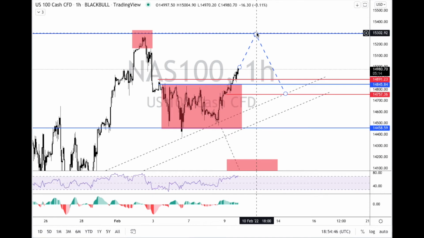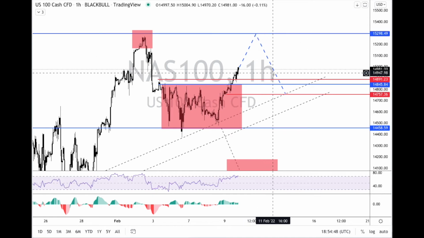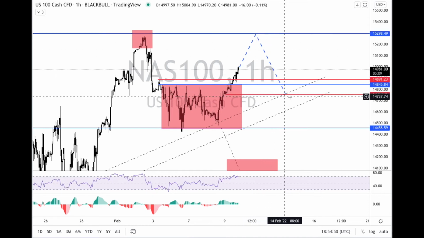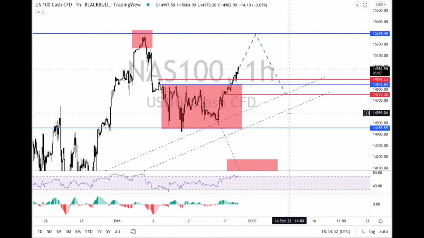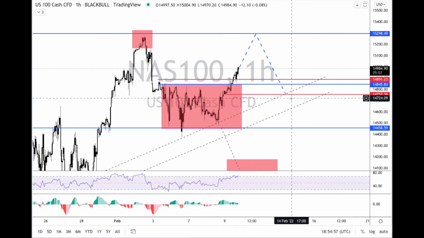If it pulls back from this level right here, it's clear as day. There's a very good chance it's going to land around this level, which is 1475. Another signal.